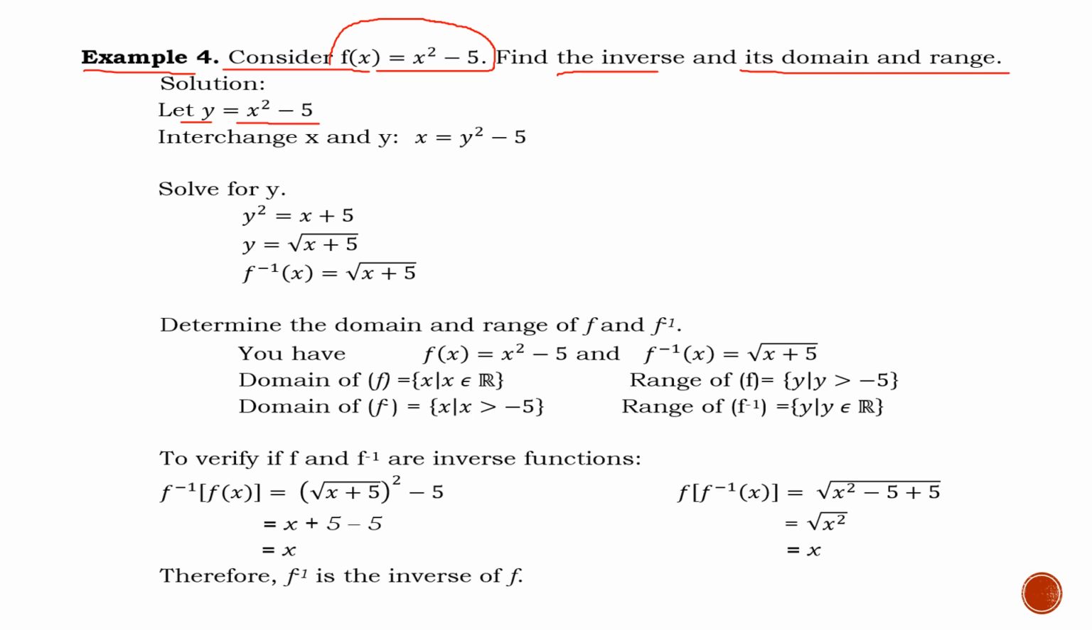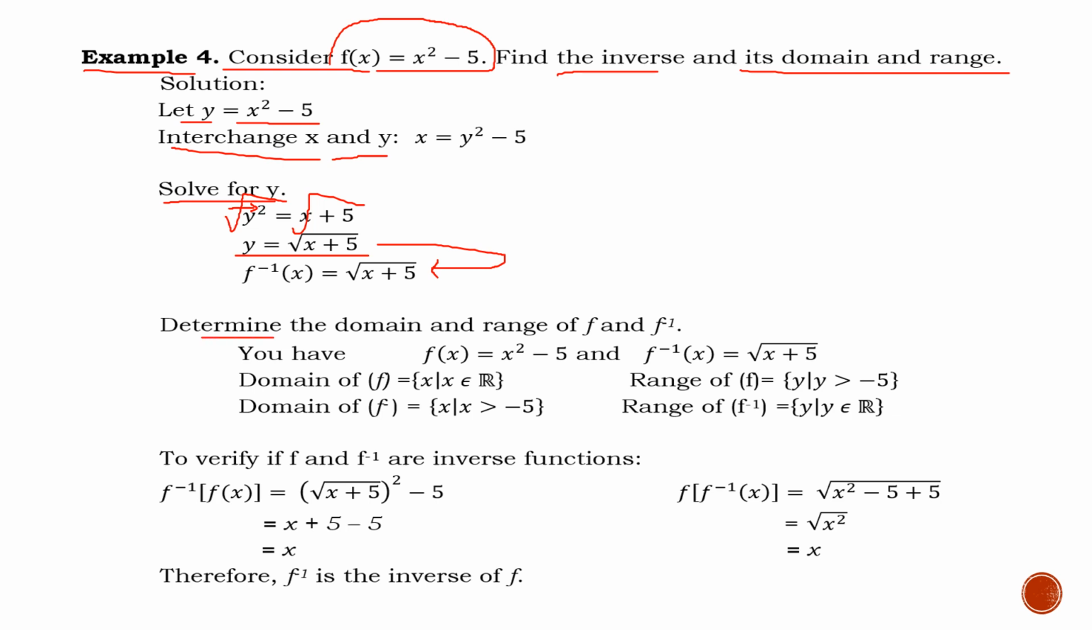So next is to interchange your x and y variables, so swapping the position between your x and y variables. Then after that, we need to solve for y in terms of x. Since there's an exponent here, which is your square, we need to square root both sides of your equation. That's why it becomes y is equal to square root of x plus 5. Whatever your resulting value here, that will be your inverse function of the given or original function.